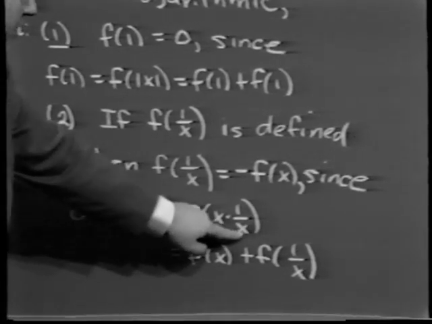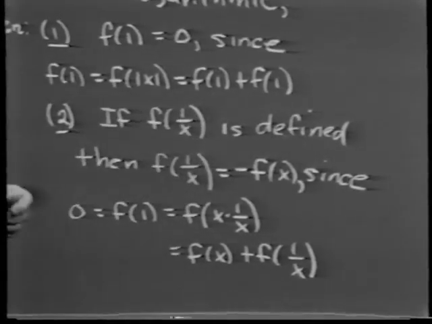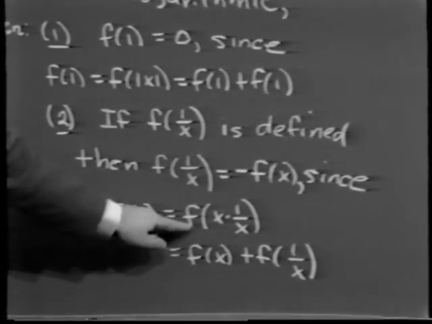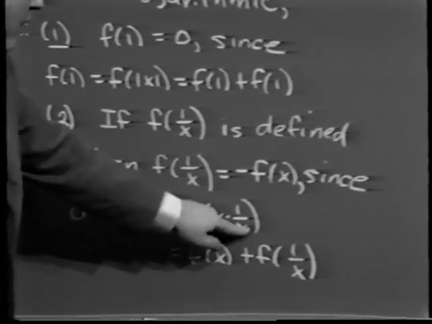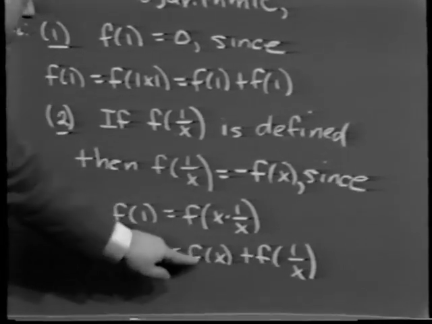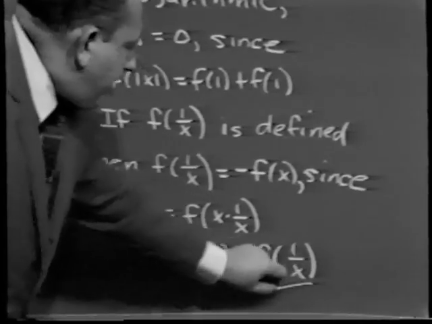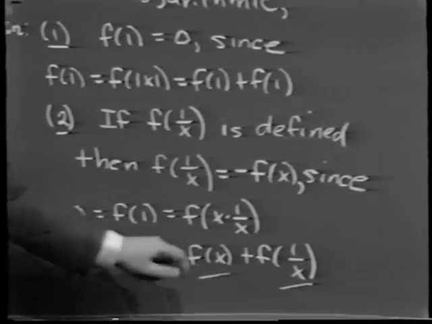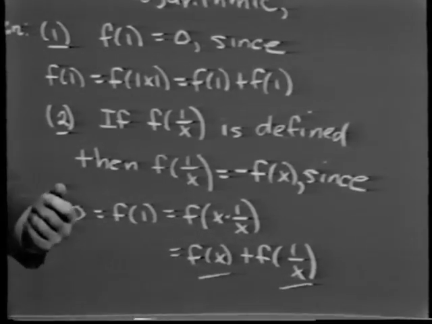By the way, if x were 0, 1 over 0 wouldn't be defined, so we wouldn't be worrying about that anyway. But notice now we have what? If x is not 0, f of x times 1 over x is 0, but by the logarithmic property, that's also f of x plus f of 1 over x. Since these two together add up to 0, f of 1 over x must just be minus f of x.